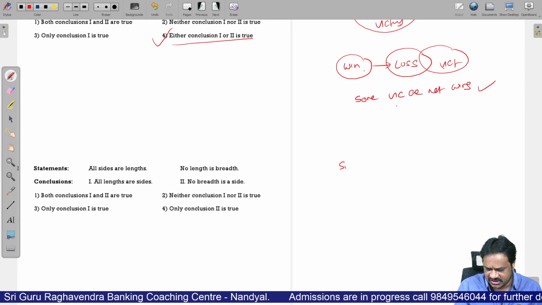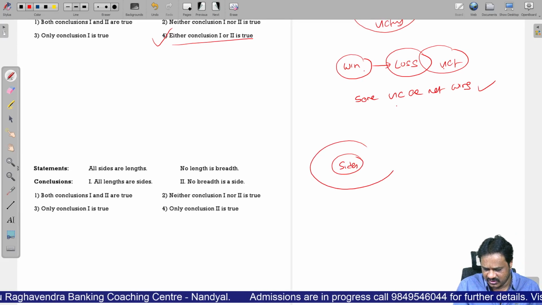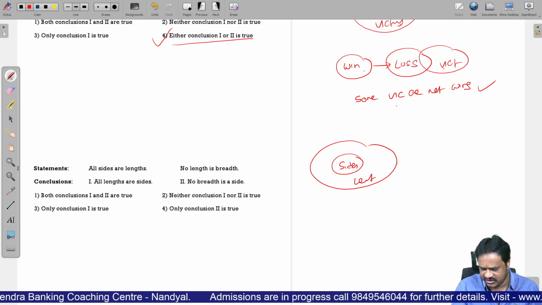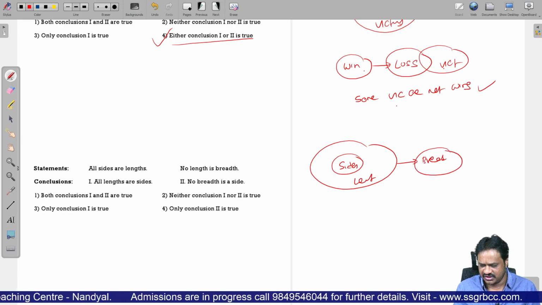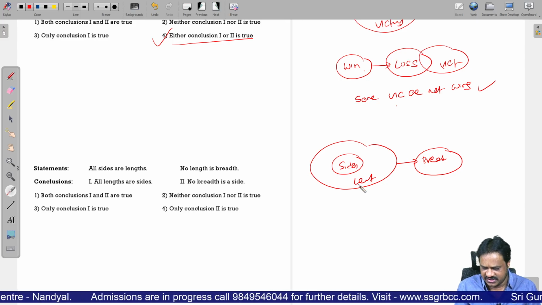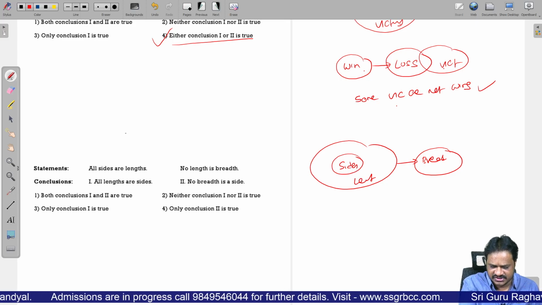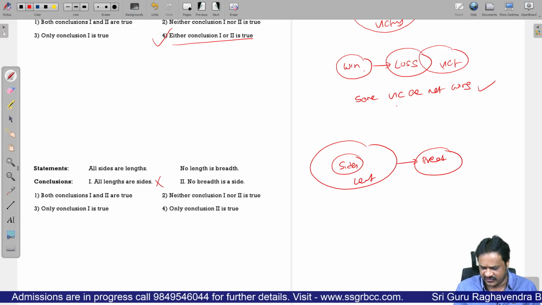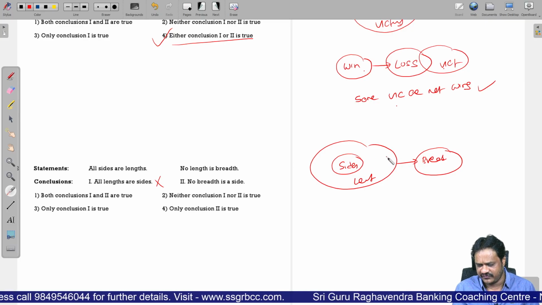All sides are length. No length is a breadth. Now, first conclusion, all length are sides. We can say some length are sides. Therefore, all length are sides does not follow. Second, no breadth is a side. If no is there for the outer circle, for inner circle also no definitely follows.